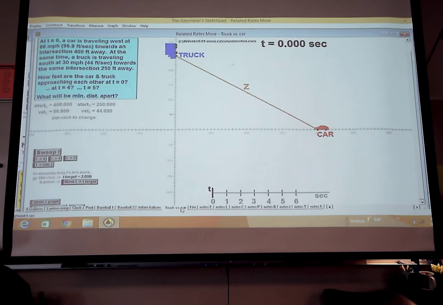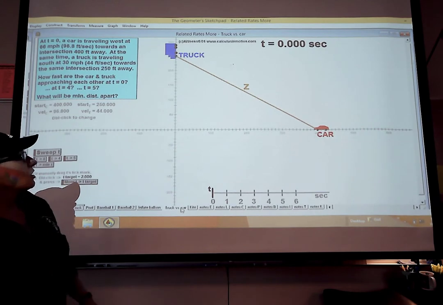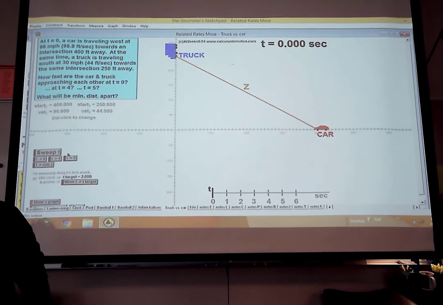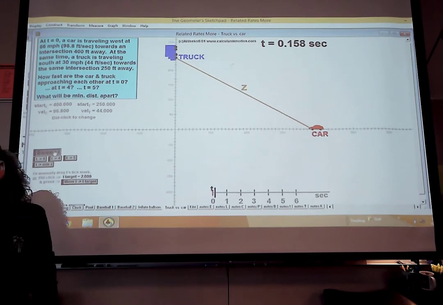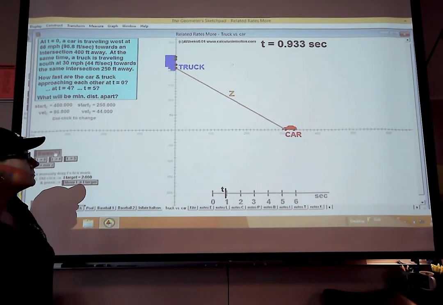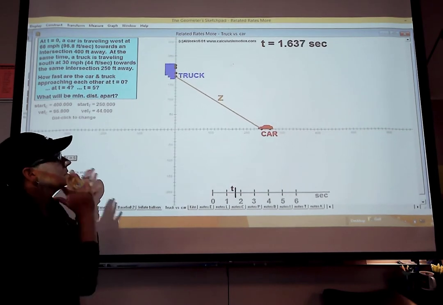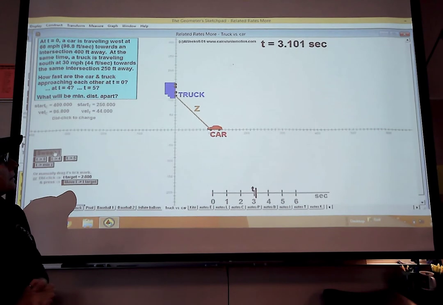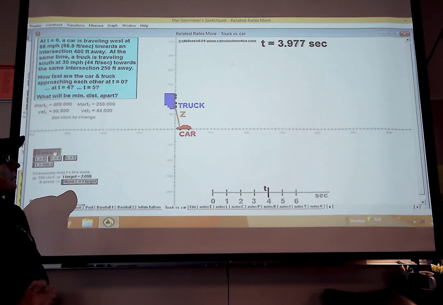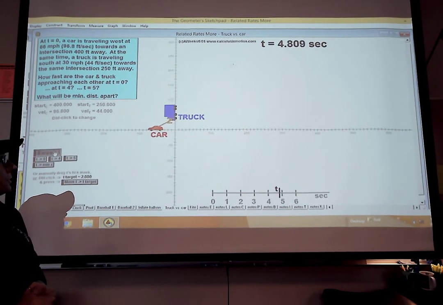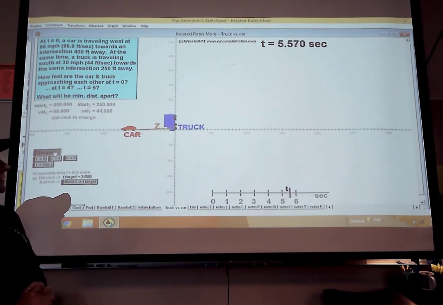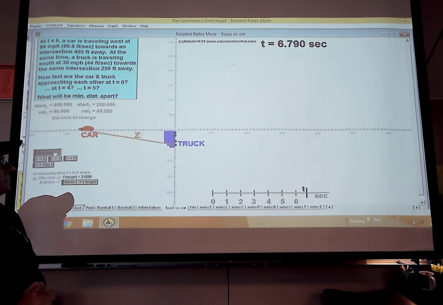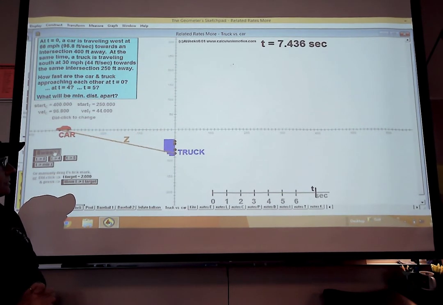Here we go. We got a truck and a car approaching an intersection. Let's see what happens. Oh no, what's going to happen? Phew. Looks like they made it. Come on, start over.